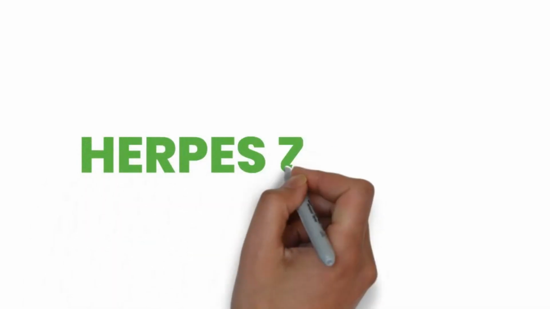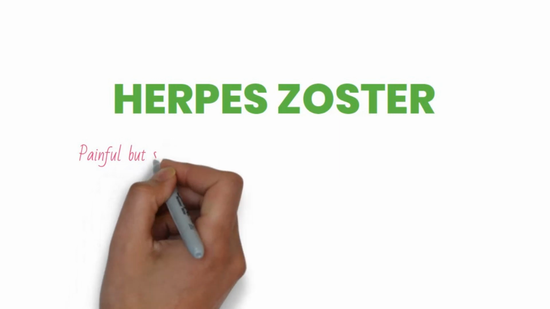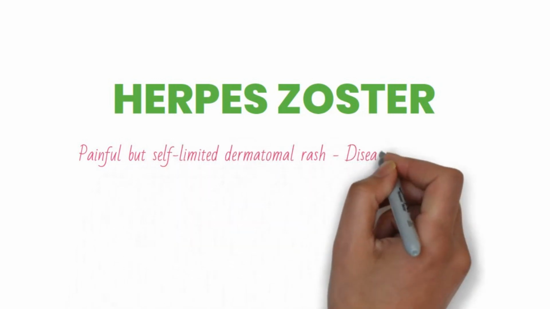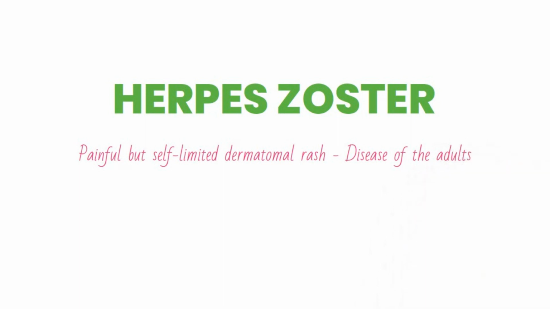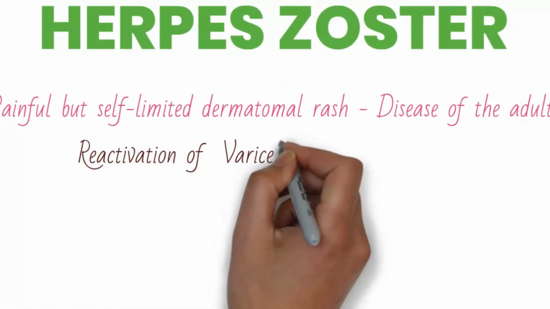Herpes zoster. Herpes zoster is a painful but self-limited dermatomal rash. It is also termed as shingles or zona. It occurs due to reactivation of the varicella zoster virus.